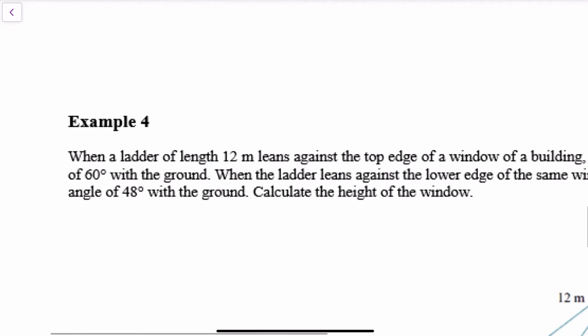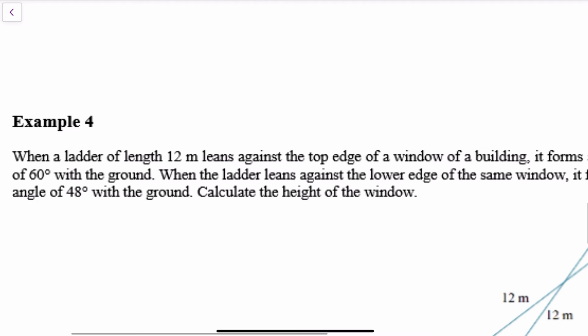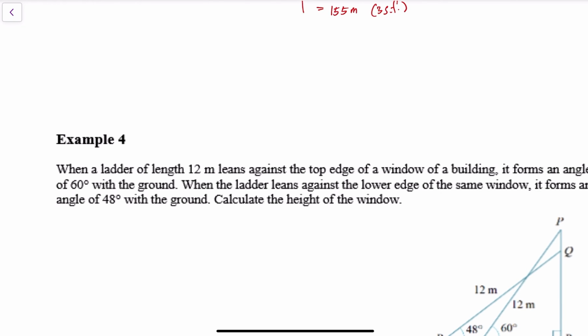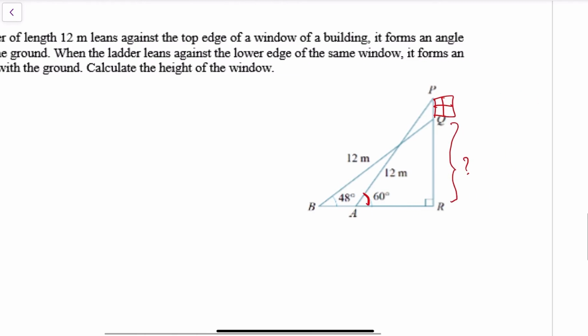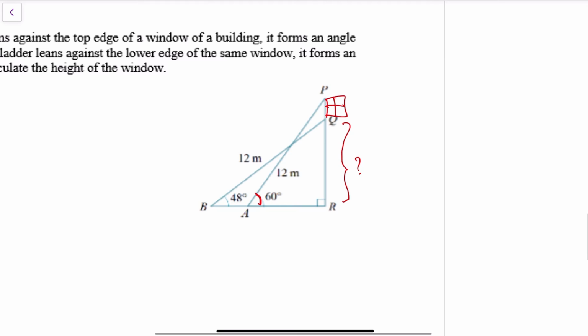Question number 4. When a ladder of length 12 meter leans against the top edge of a window of a building, it forms an angle of 60 degree with the ground. So I have 60 degree here formed with the ground. And when the ladder leans against the lower edge of the same window, so I have a window here, it forms an angle of 48 degree with the ground. Calculate the height of the window. So this is what they want. How far is the window away from the ground?